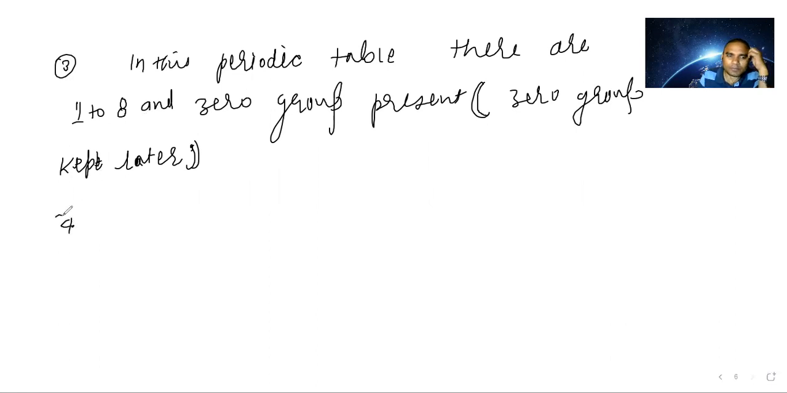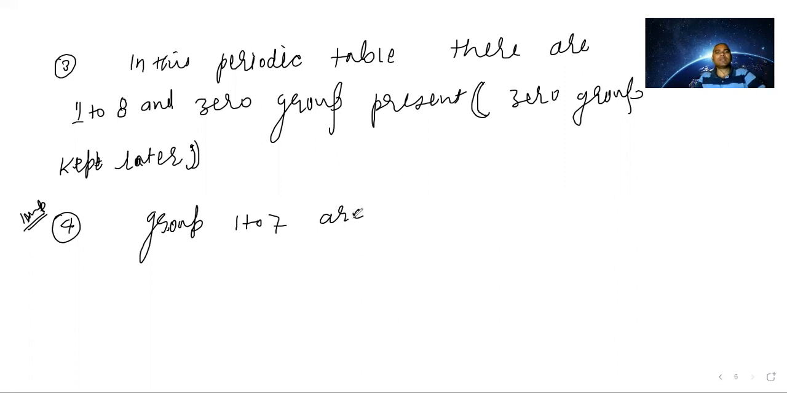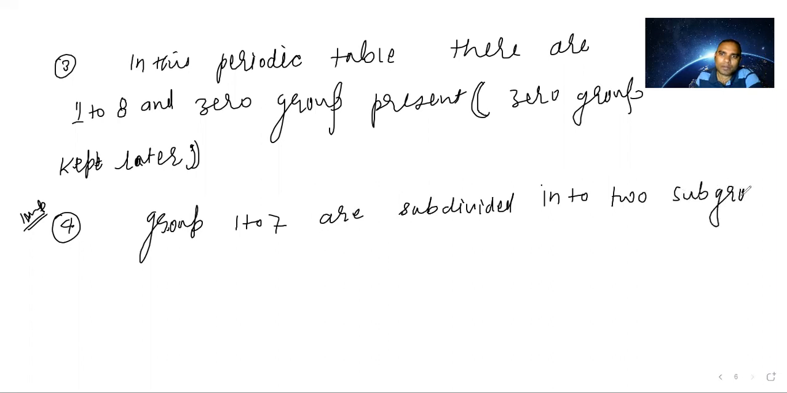Point number 4. This is quite important. Groups 1 to 7 are subdivided into two subgroups, subgroup A and B.